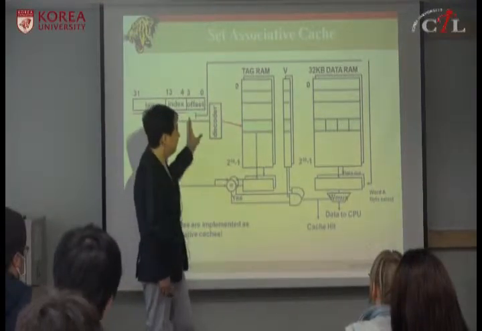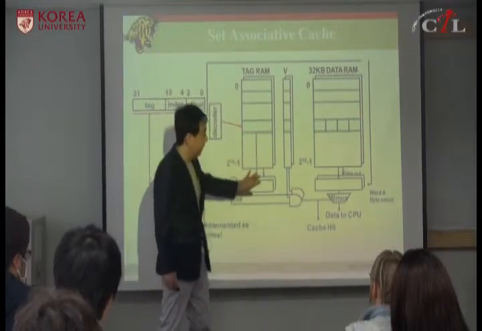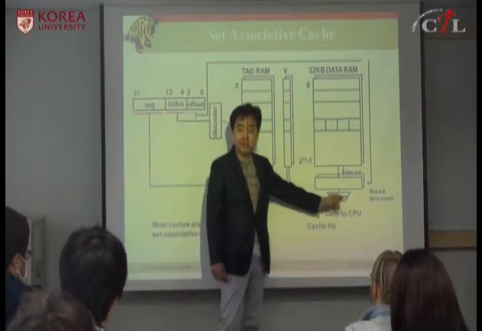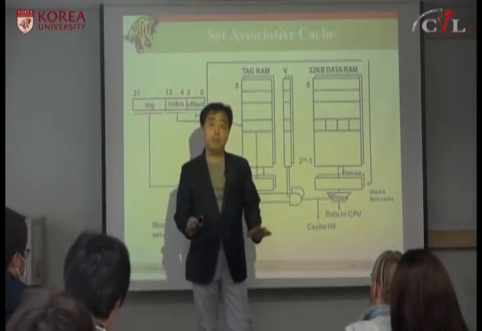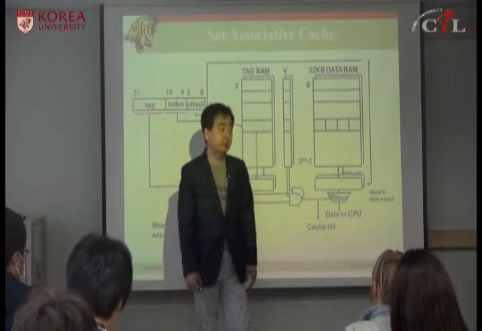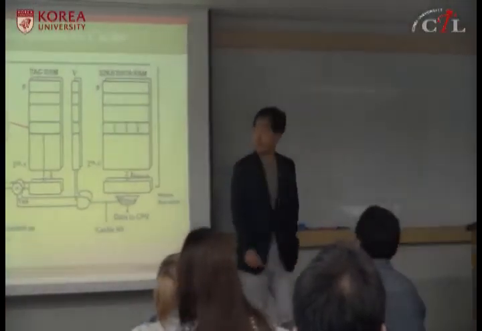Okay, the access time, if you determine hit or miss, this requires decoding, compare, and wait. So it's a little bit slower than direct mapped cache, but about comparable. Okay, this is called set associative cache.